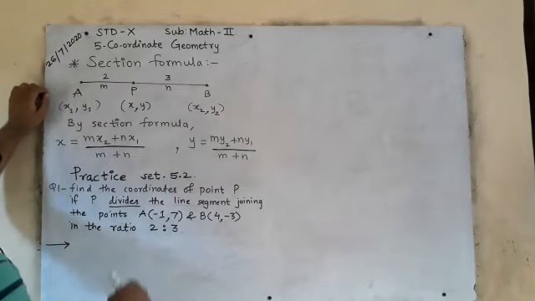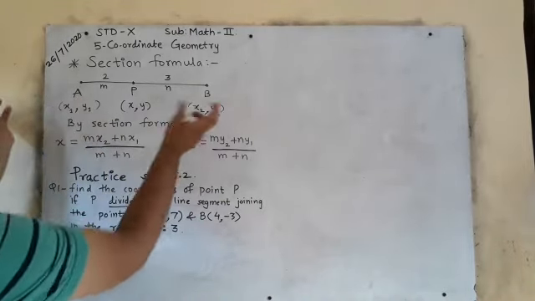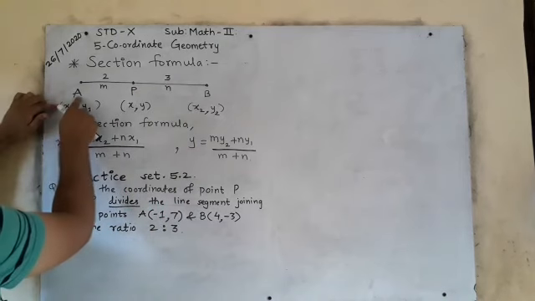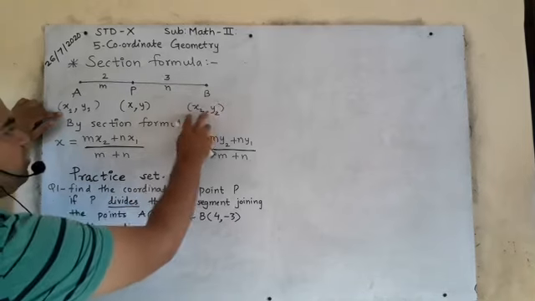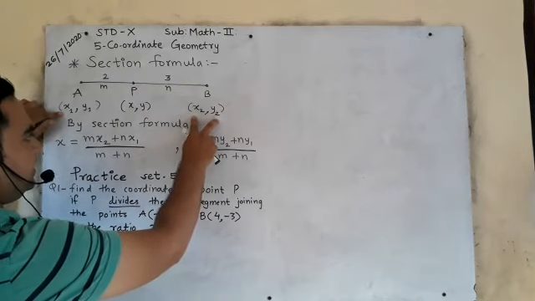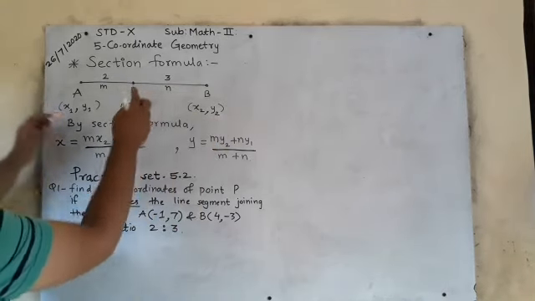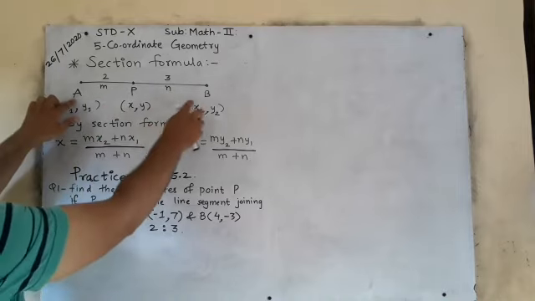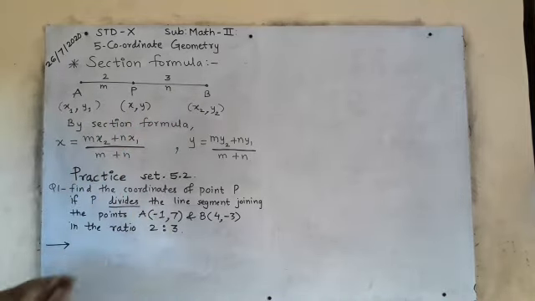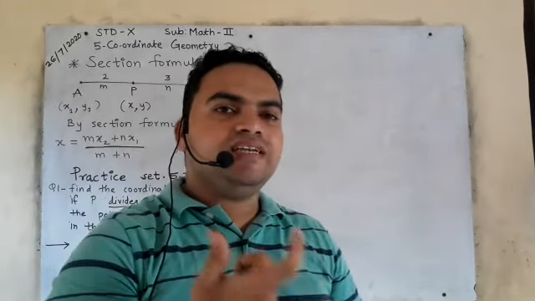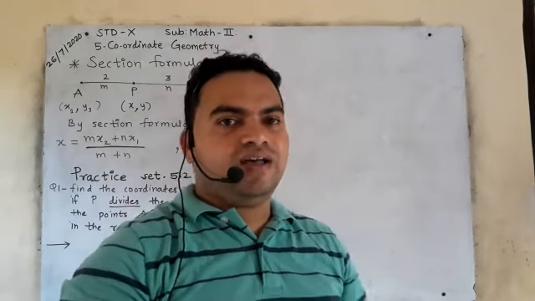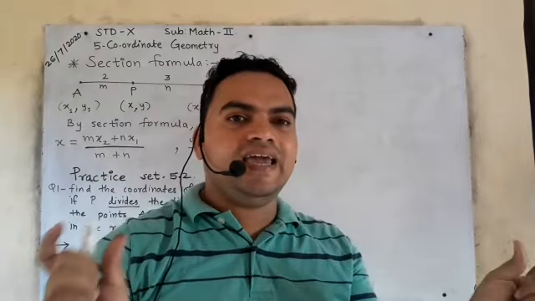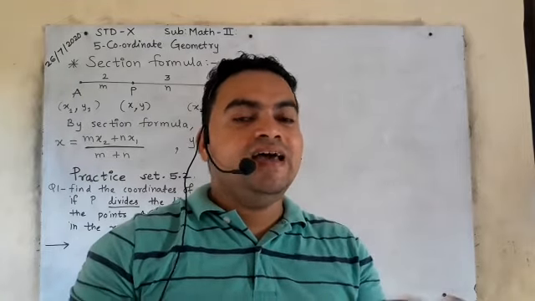Section formula. See students, segment AB is a segment. Okay. The coordinates of point A will be x1 and y1. Point B coordinates will be x2 and y2. Is it clear? And one point will be given to you which will divide segment AB into two parts. Okay, it means in a question like this, the word divide will come. It means you should quickly understand that we should use the section formula. What does the section formula do? It divides segment AB into two parts in a ratio.